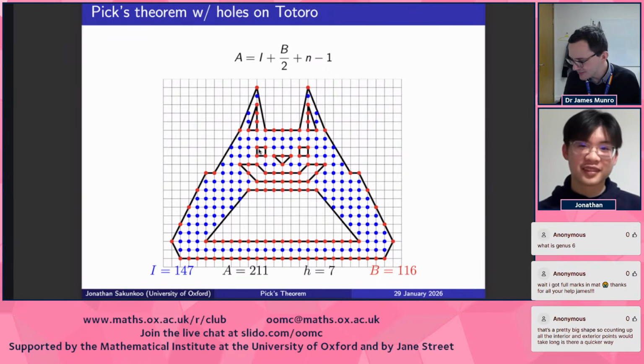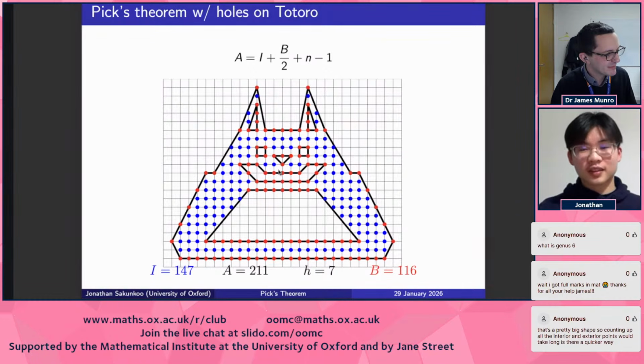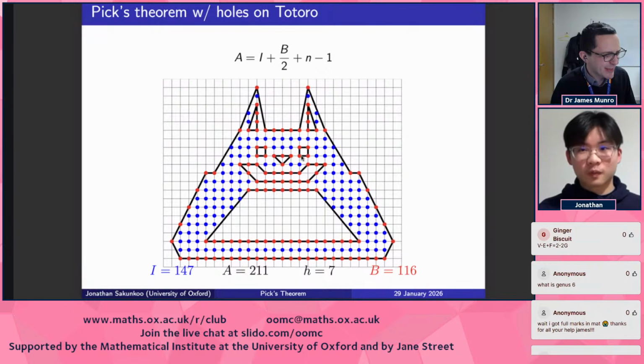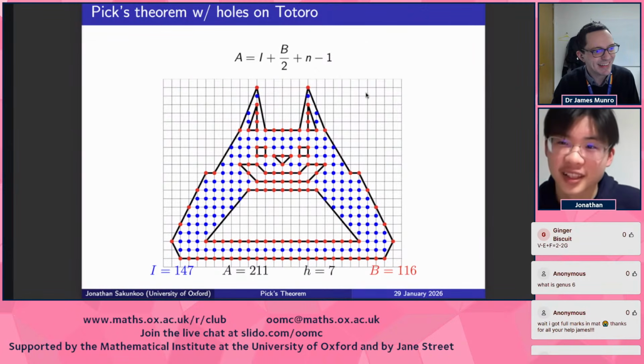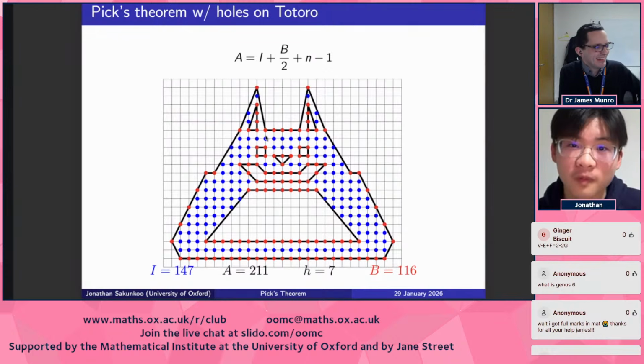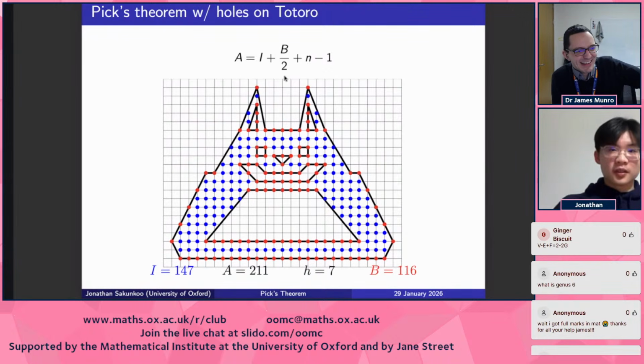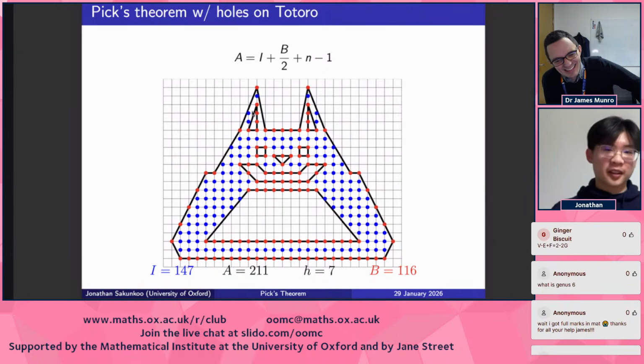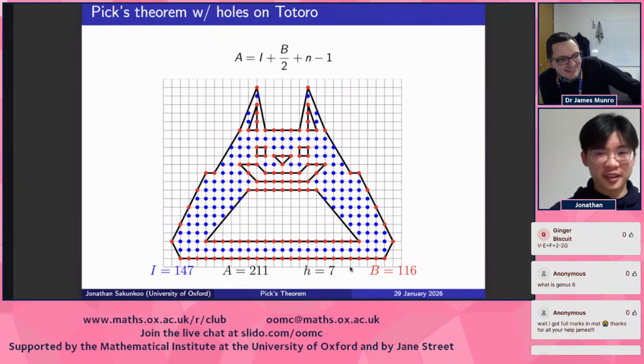Ginger Biscuit has got a thing in chat which has a factor of 2 in it that I don't want to think about right now. Anyway, using this revised formula, we can calculate the area. Perhaps I want a cutout of Totoro that I want to make for paper mache or something like that. There are so many reasons you might want to find the area, and Pick's theorem can help you a lot with that.